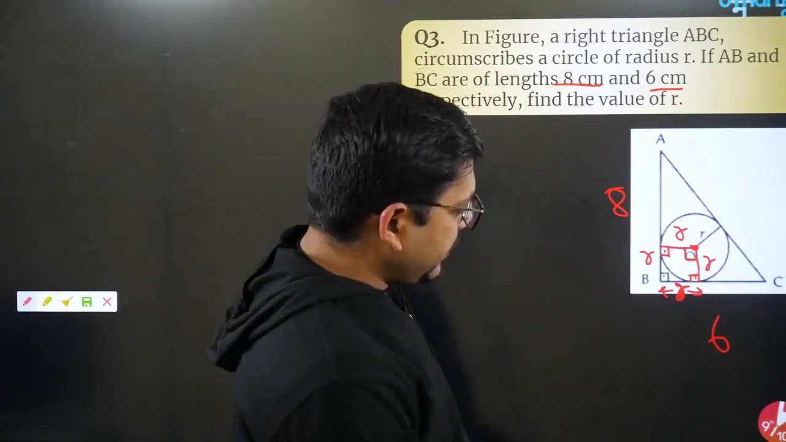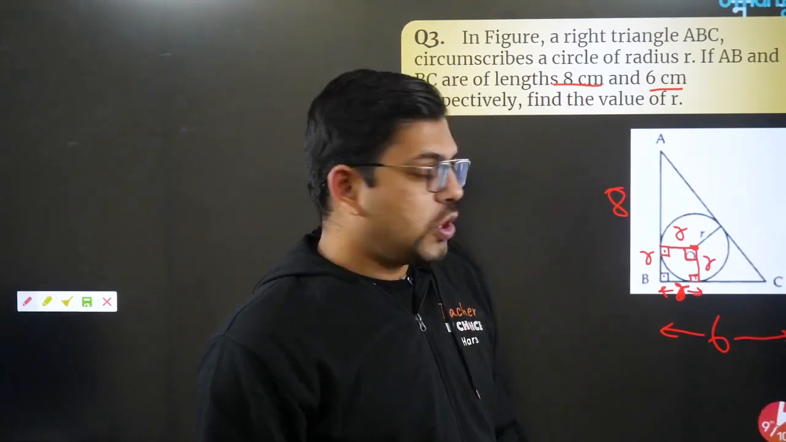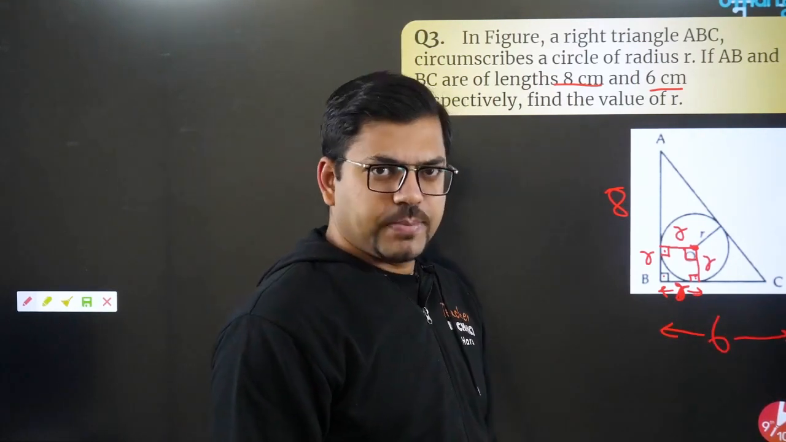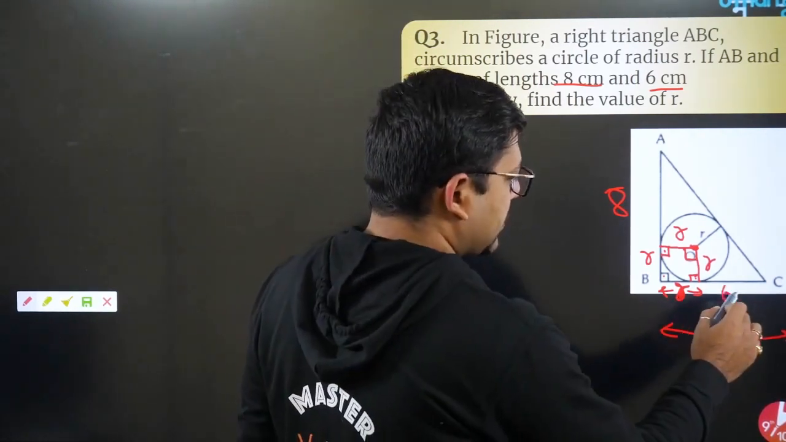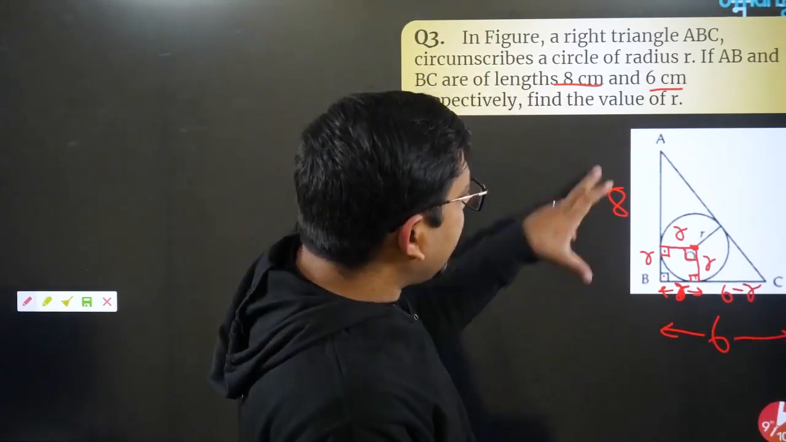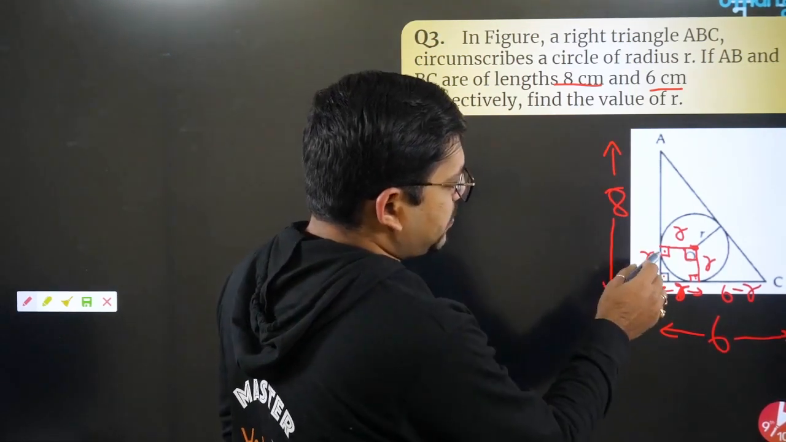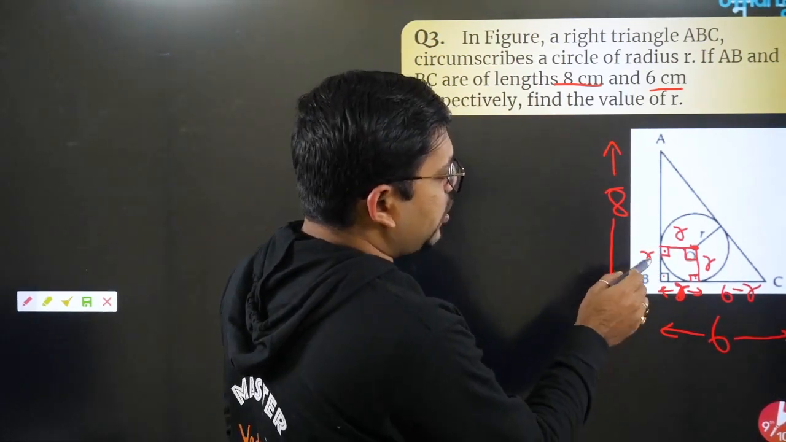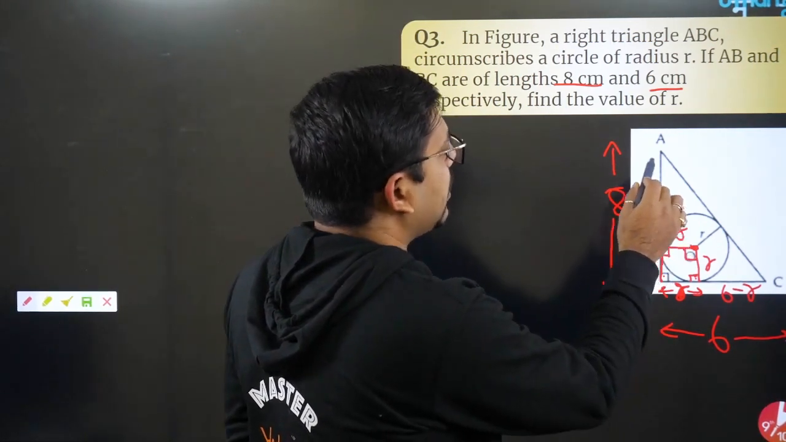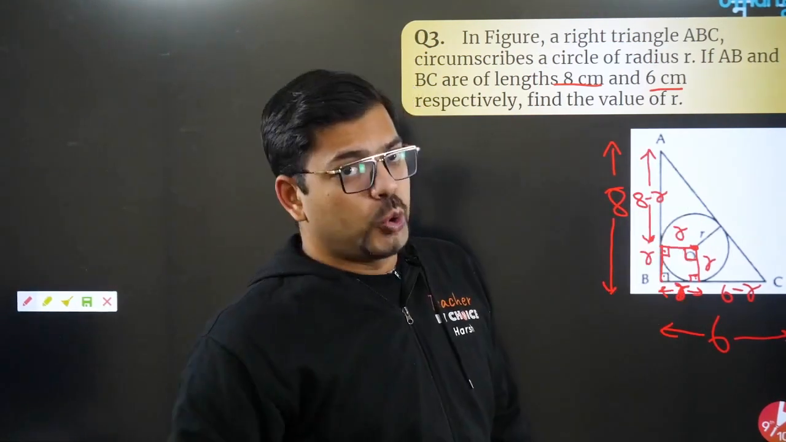Now please tell me one thing. If this entire length is 6, and this much portion is R, so remaining portion will be how much? 6 minus R, common sense. 6 minus R. Cool. Similarly, this entire portion is 8, and this much portion is R. So if this much portion is R, remaining portion is 8 minus R. 8 minus R. Cool.